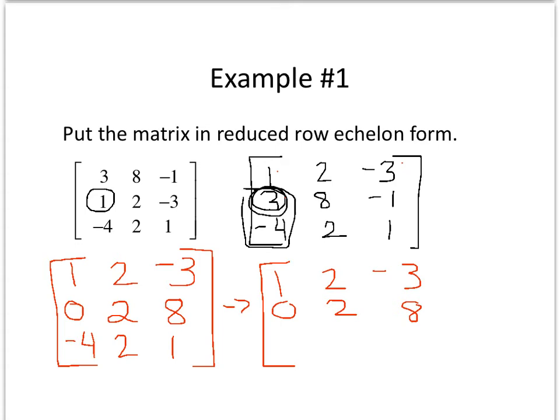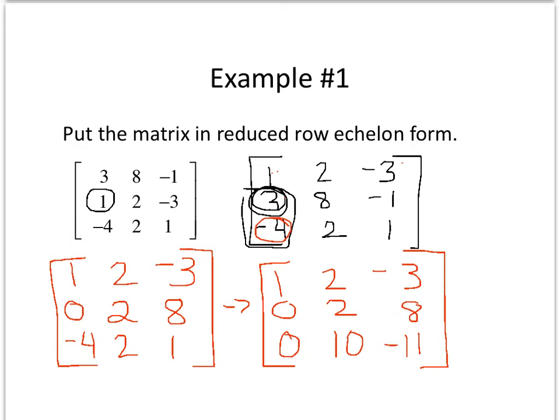So I'm going to multiply the first row by 4, add it to the last row, excuse me. That way I get a 0 for this term. So 1 times 4 is 4, plus negative 4 is 0. 2 times 4 is 8. Add that to 2, we get 10. 4 times negative 3 is negative 12, plus 1 is negative 11, I believe. So that's what we have so far.